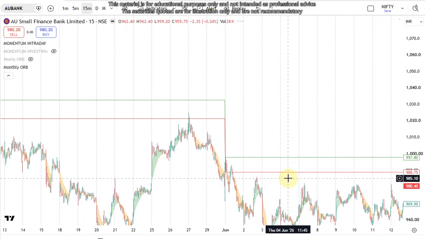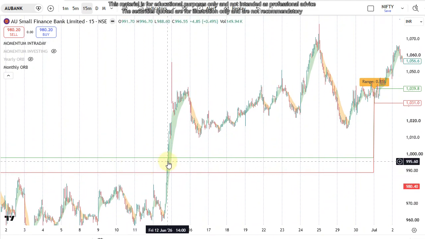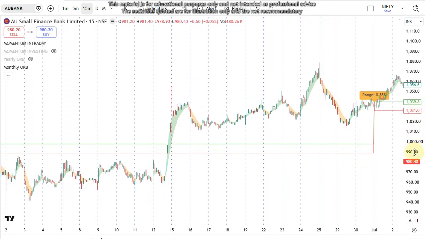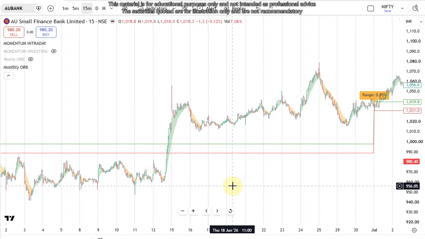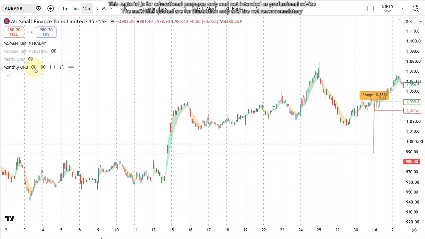See, here also it has broken, see the risk reward. So these are called as a quick swings. For our knowledge, we keep the name as quick swing. So in future, whenever we refer this is a quick swing trade, we are referring to monthly ORB. Okay.